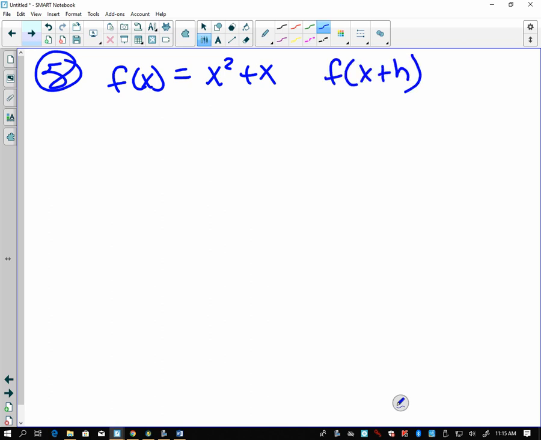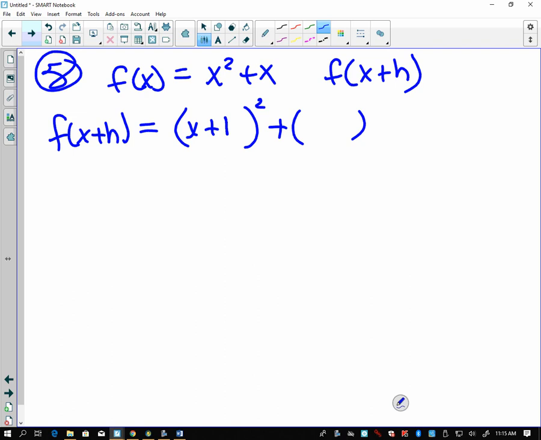Now, if they said find f of 3, we would have gone in here, we would have got 3 squared plus 3, right? All right, we're just going to take this and plug it in for the x values. So what I'm doing in f of x plus h is rewriting this as parentheses, parentheses, plus parentheses, parentheses. But instead of 3 going inside those parentheses, I'm writing x plus h and x plus h. Does that make more sense?